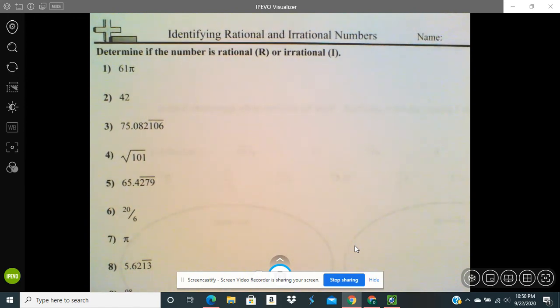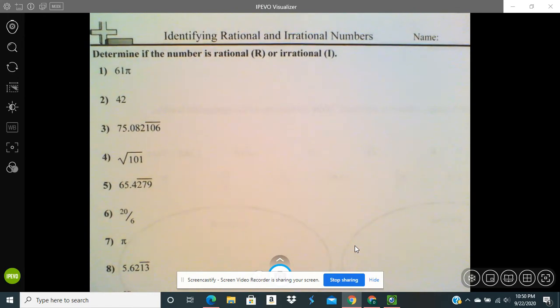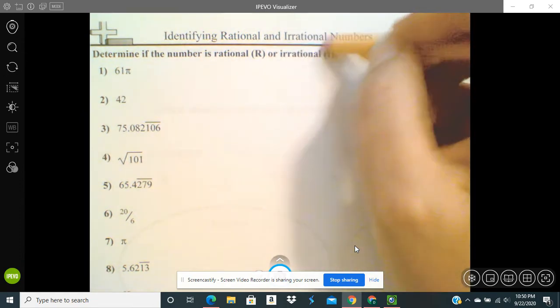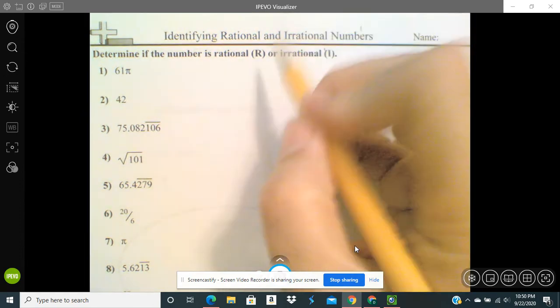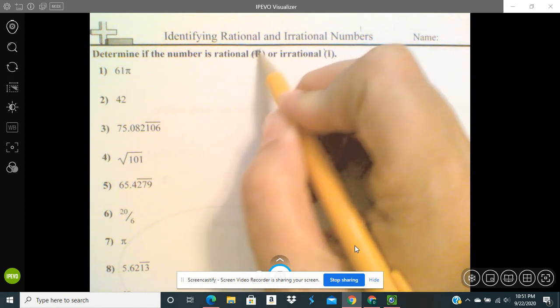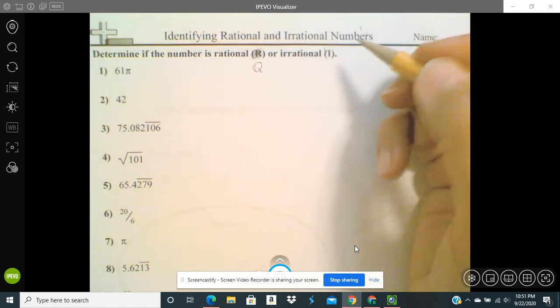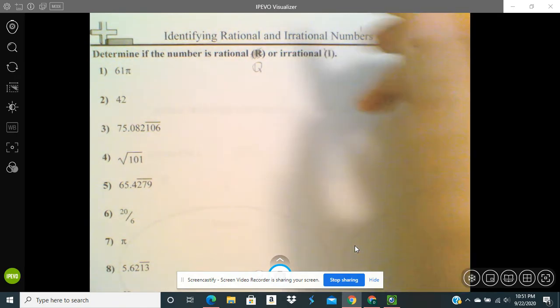So when we want to identify rational and irrational numbers, here's a good sheet to help you differentiate between the two. I do want to keep I for irrational. I don't want to use the R. I want to use the letter Q, which is how we identify rationals.